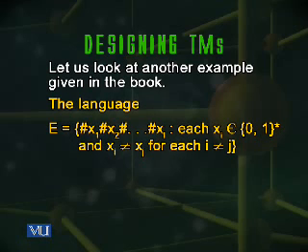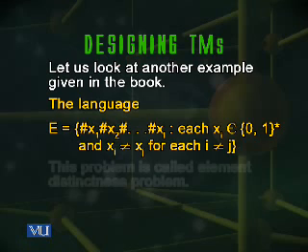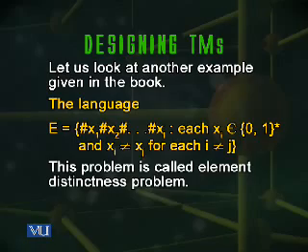E consists of all strings of the form #x1#x2 all the way up to #xl, where each of these xi's is a string over zeros and ones. And all these xi's are distinct. So if i is not equal to j, then xi cannot equal xj. This problem is also called element distinctness. You are given l elements, x1 up to xl, separated by #, and your job is to make sure that all these elements are different from each other. So each element that occurs there is distinct from the other ones.